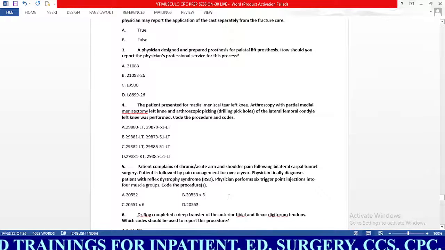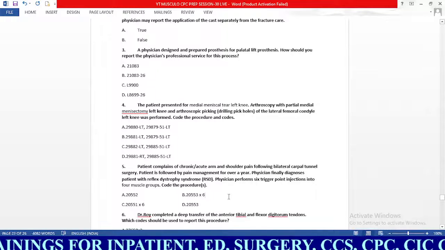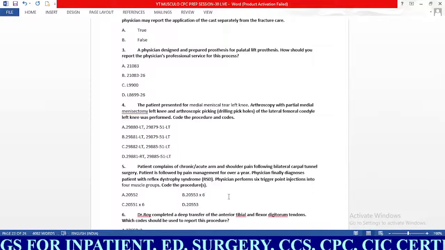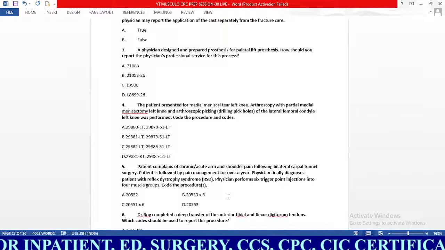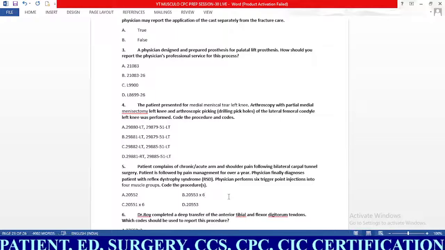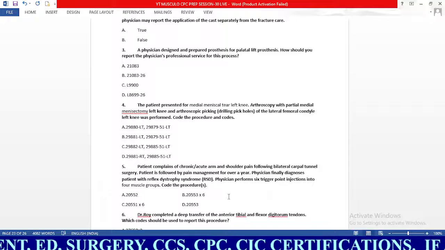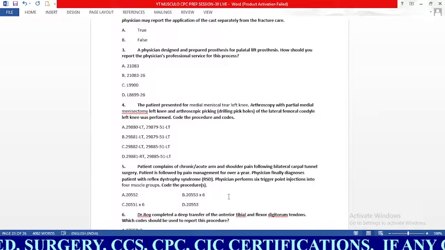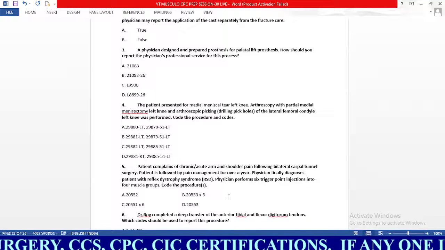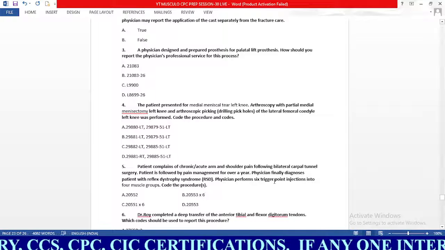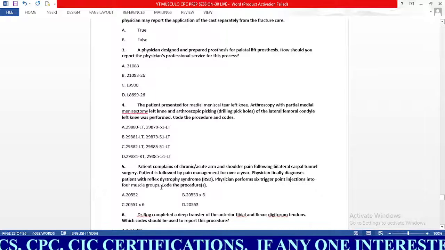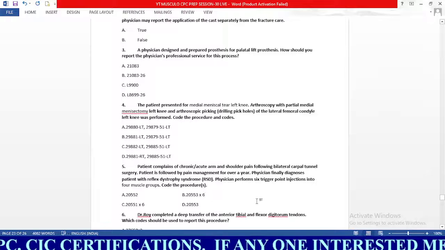So we will check first 20551. So injection, single tendon origin or insertion. So basically 20551 is related to tendons. So we need to check for muscles as trigger point injection into 4 muscle groups. So we will skip 20551.